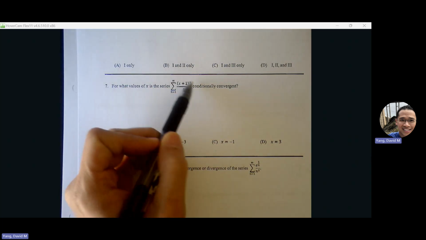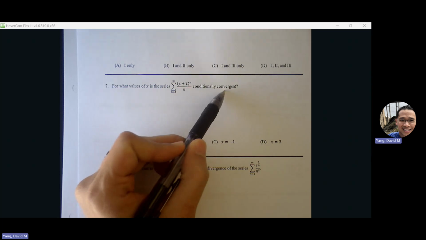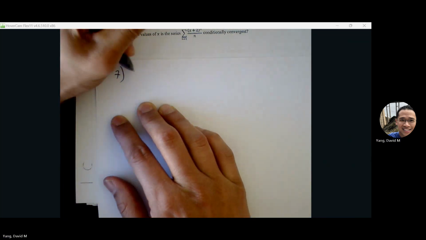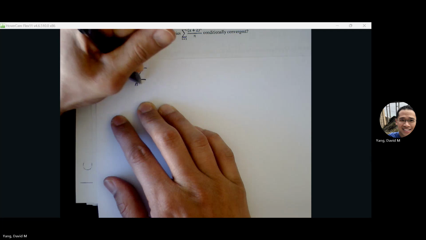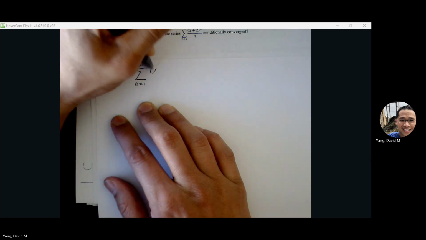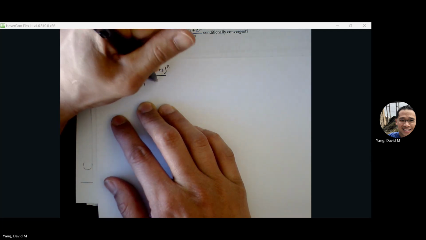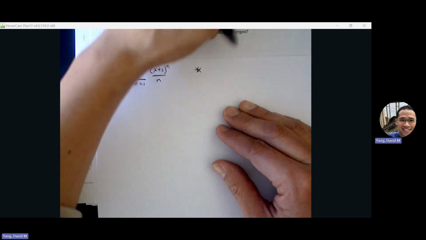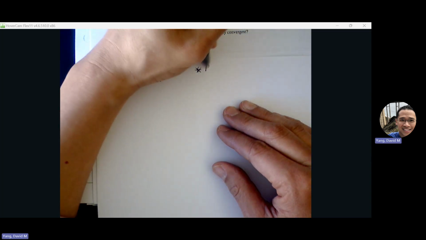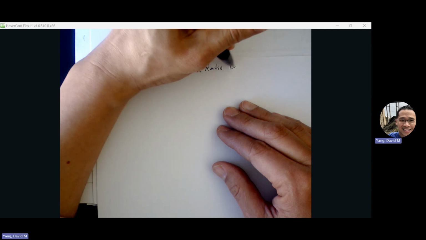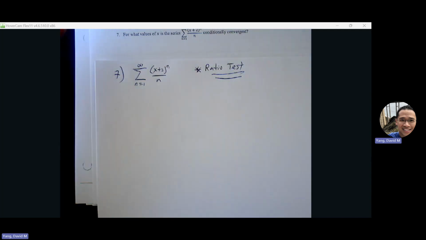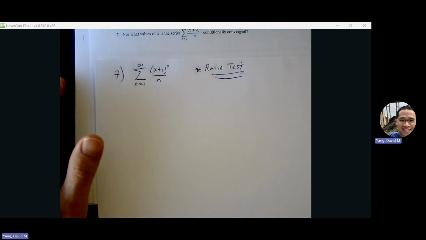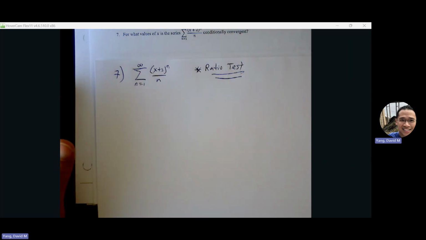Anytime you see these types of series and it's asking about conditional convergence or the range of convergence, you're always going to be using the ratio test. It's always going to be a ratio test problem. So let's look at number 7. Let's get through the ratio test first, and then we can explore how to interpret this.